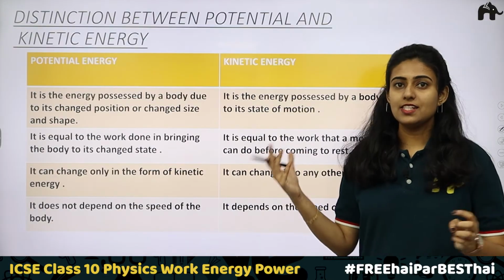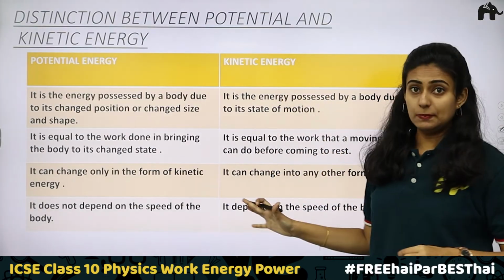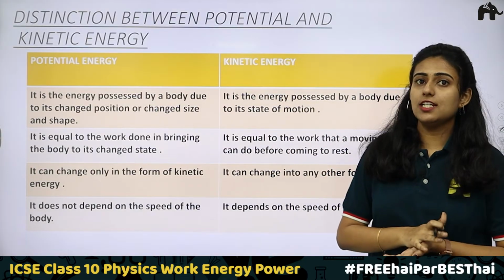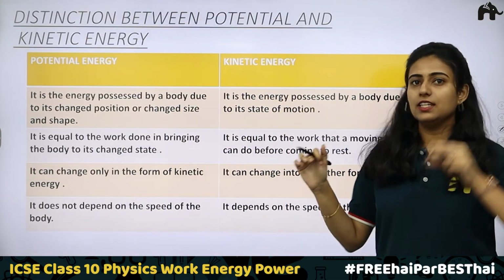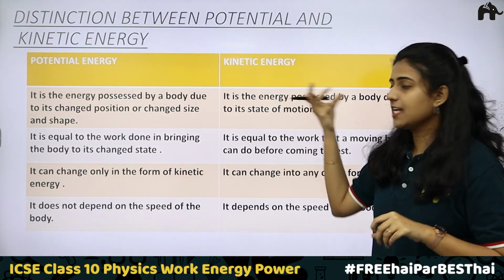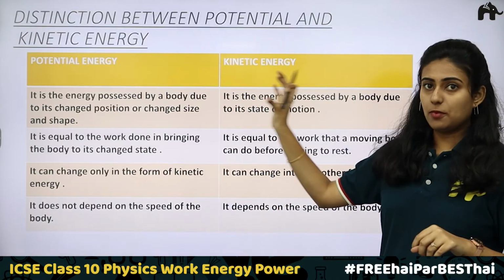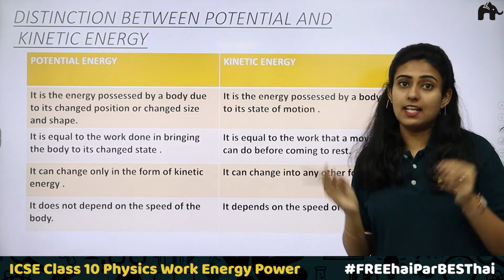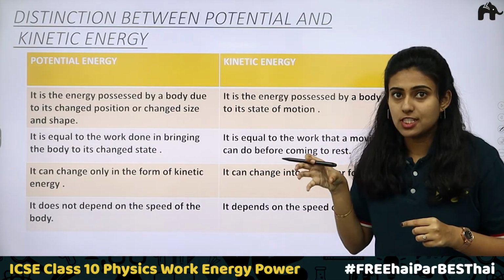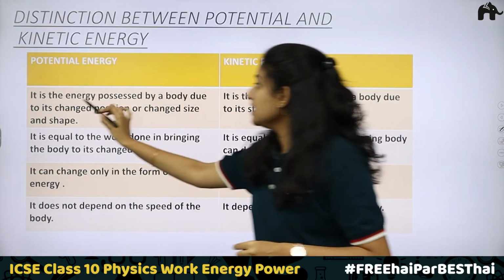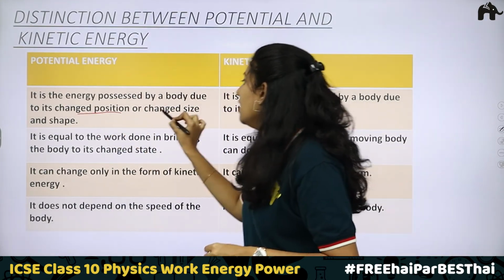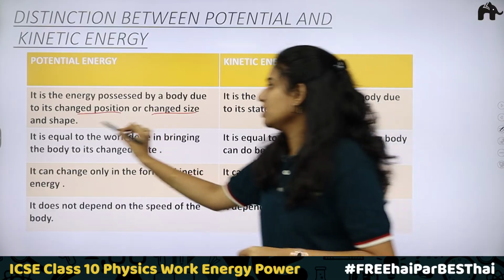Clear? Next we are going to make a distinction between potential energy and kinetic energy. Differentiate between potential energy and kinetic energy. These are the two energy forms. Mechanical energy is of two types, potential energy and kinetic energy. First point about potential energy, the basic point, that is a definition. Potential energy is for a body at rest because of its position, shape or size. It is the energy possessed by a body due to its changed position or changed size and shape.